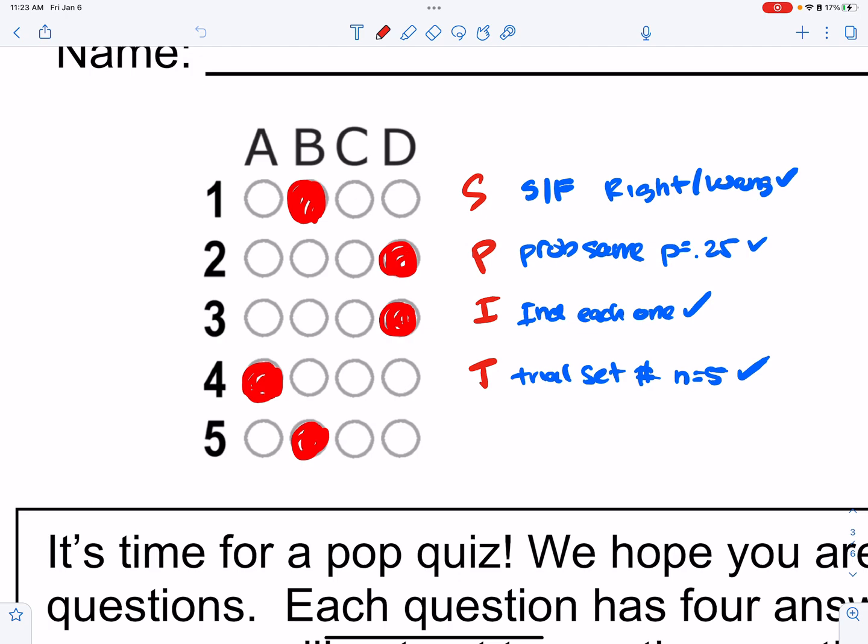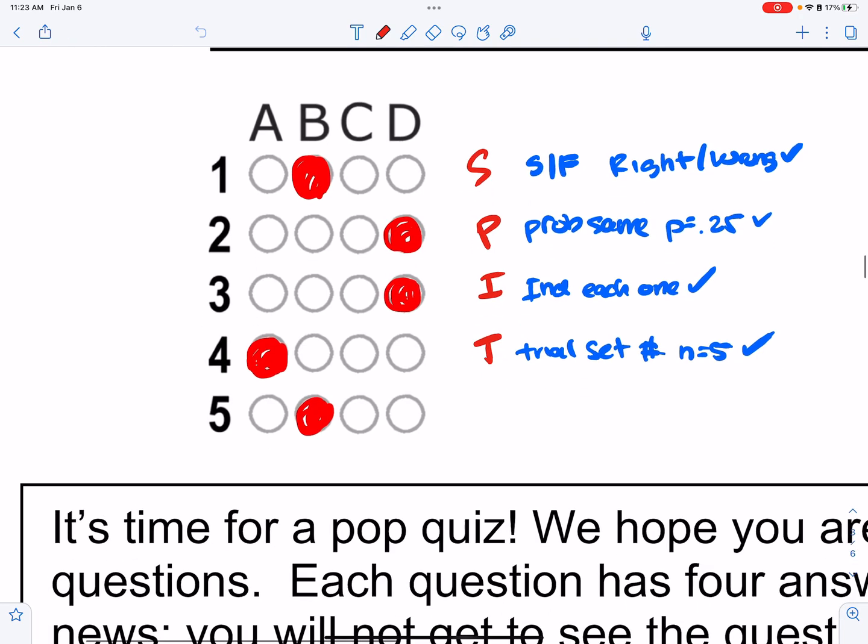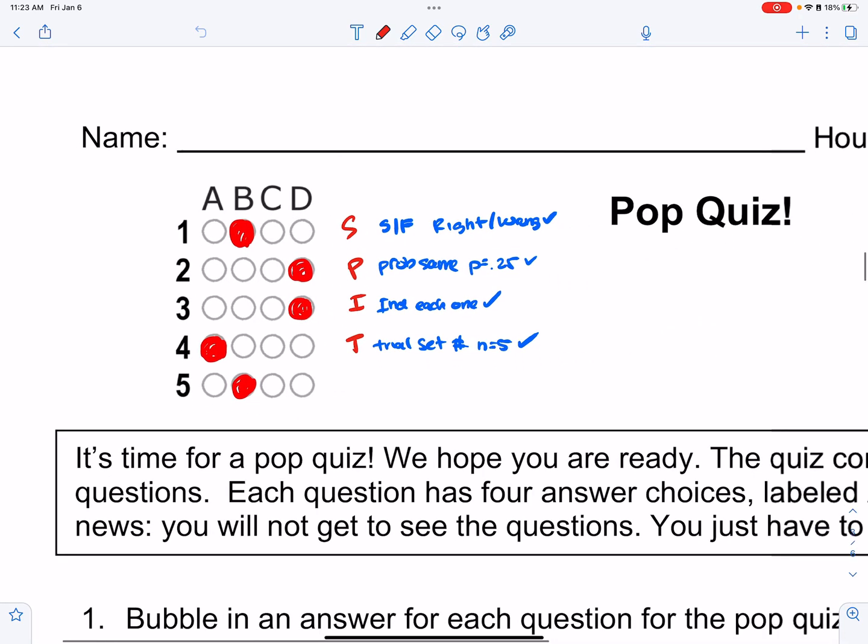Okay, so SPIT stands for success, failure. The S stands for success or failure, which is it? Yes, I could get it right or wrong. Probability is the same, which is 25% each time. Independent: it doesn't matter if I get one correct or wrong, it doesn't have any bearing on the next one. And then finally, the trials with a set number, which is n equals 5.